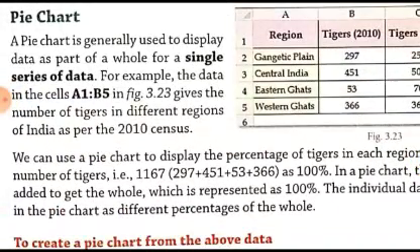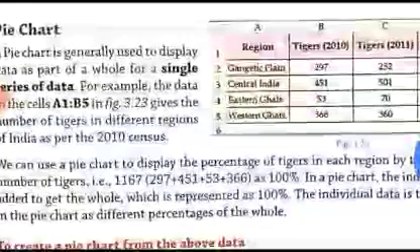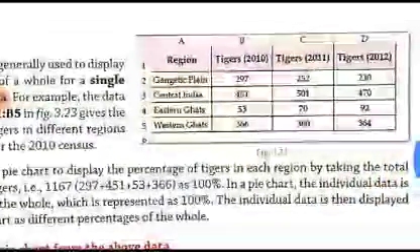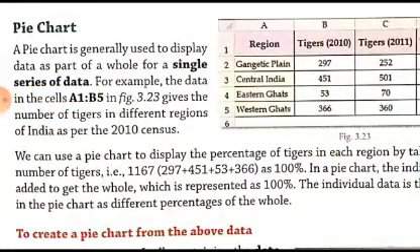Now first of all, see how a pie chart is calculated. We can use a pie chart to display the percentage of tigers in each region by taking the total number of tigers. We are not doing this calculation; Excel is doing all this calculation for us. We only have to enter the data and choose the options for creating the pie chart, and all the calculations are automatically done by MS Excel itself. We only have to enter the data, select the range of cells, and then click on the option for creating our pie chart.